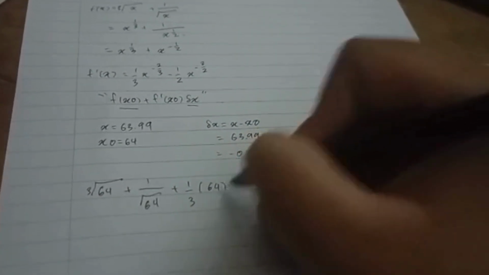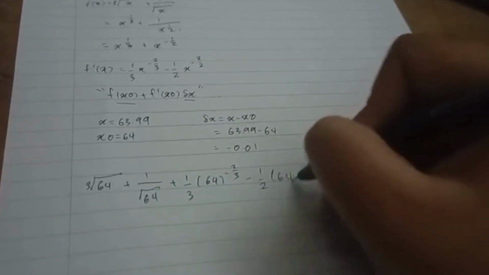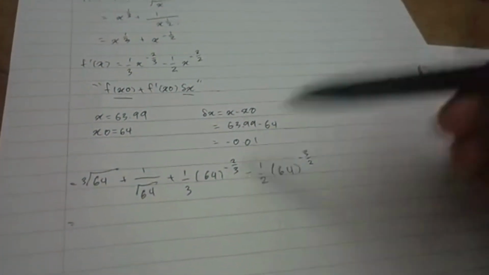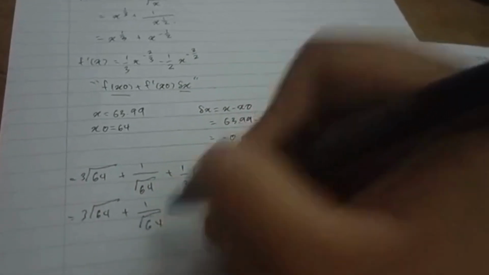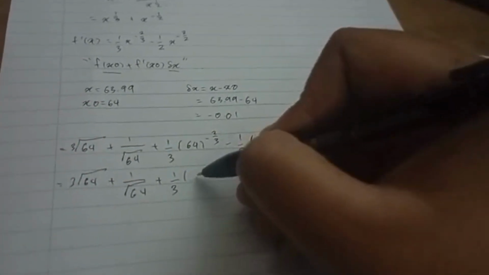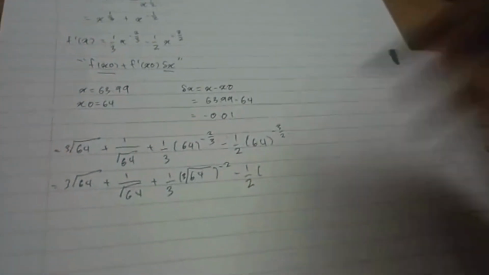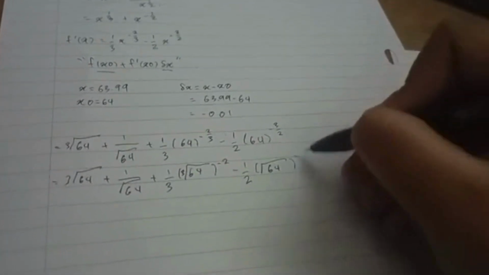We have the cube root of 64 plus 1 per square root 64 plus the differentiation, 1/3 times 64 to the negative 2/3, negative 1/2 times 64 to the negative 3/2. Then we want to change this so it can be a single number. So the cube root of 64, where the bottom will be the root and the top will be the power, negative 2 is the power. Same here, the bottom will be the root, so the square root of 64, and the top will be the power.